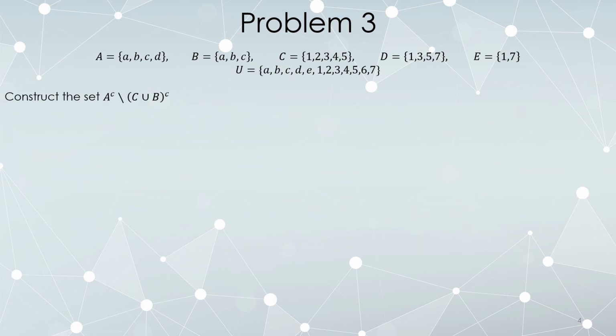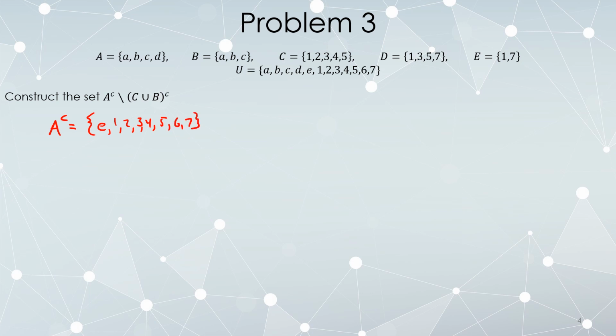All right, construct the set A complement minus C union B complement. So here the universe is important because A complement is everything that is not in the set A, which lots of things are not in the set A, but we're only looking for things that are in the universe that are not in the set A. So the complement of A is everything that's in the universe, but not in A. So looking at the universe, A, B, C, D, E, 1, 2, 3, 4, 5, 6, 7, A, B, C, and D are in A, so they don't go into the complement, but everything else from the universe does.